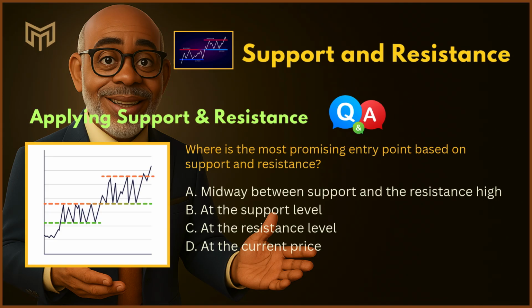Where is the most promising entry point based on support and resistance? Is it A, midway between support and the resistance high? B, at the support level? C, at the resistance level? Or D, at the current price? You have 10 seconds to review the options and record your answer.